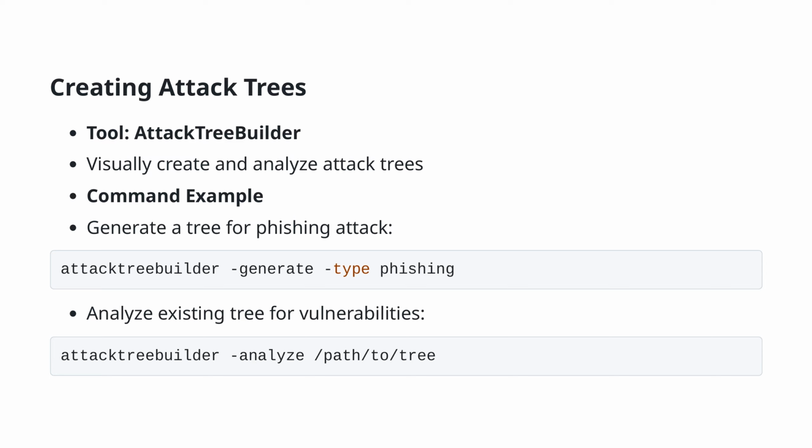Now, let's dive into creating attack trees. For this, we can utilize a tool called AttackTreeBuilder. This tool allows us to visually create and analyze attack trees, simplifying the process of mapping out potential attack paths. To generate an attack tree for a specific type of attack, such as phishing, you can use the following command: AttackTreeBuilder generate type phishing. This command helps create a tree that outlines all the steps and elements involved in executing a phishing attack.